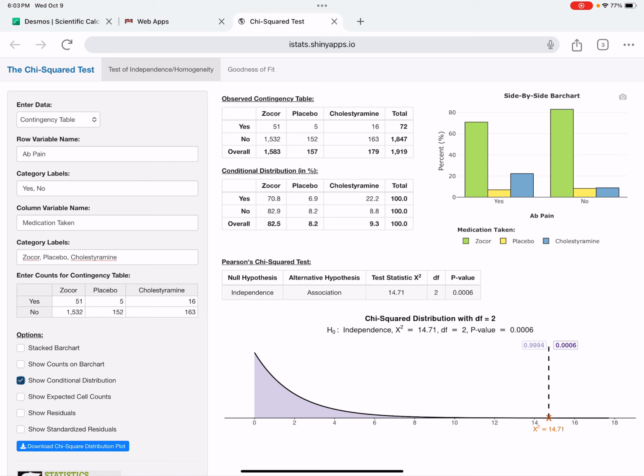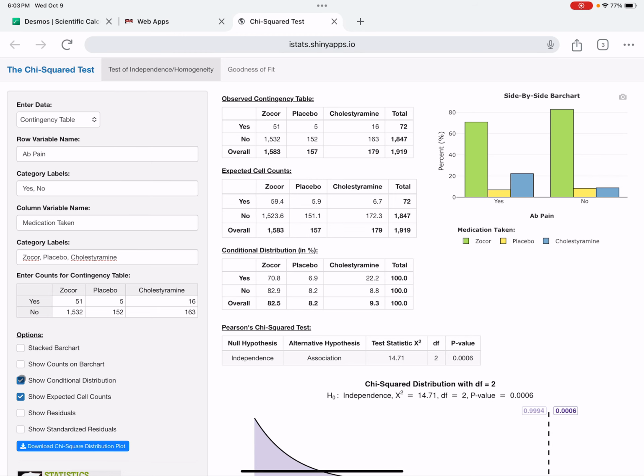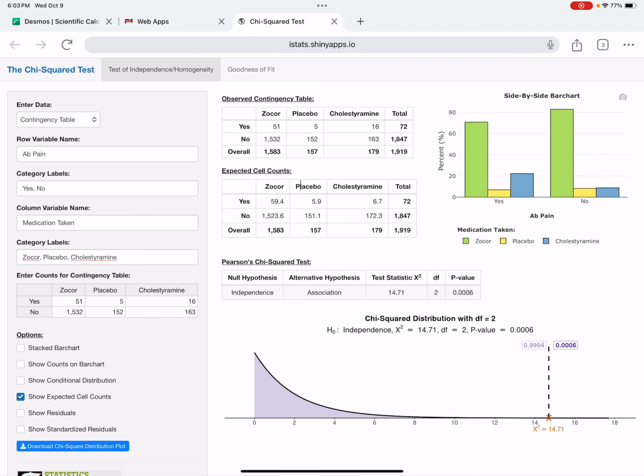So the conditional distribution may not be super helpful for us right now, but we might want to look at the expected counts. Looking at the expected counts, again, we need to make sure that all of the cells here are at least 1, and 80% of them need to be at least 5. They're all bigger than 5, so we're good. The conditions are met. We also might want to look at the residuals.